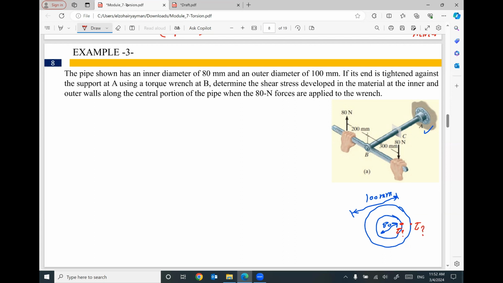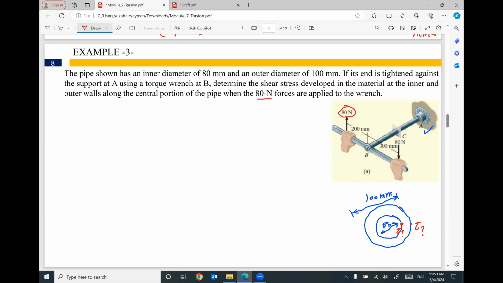If this wrench is rotated under the effect of applied force, 80 Newton force are applied to the wrench. So this hand is pushing the wrench up by 80 Newton, and the other hand is pushing the wrench down with 80 Newton to rotate this wrench and apply torsion to the shaft or the pipe AB.